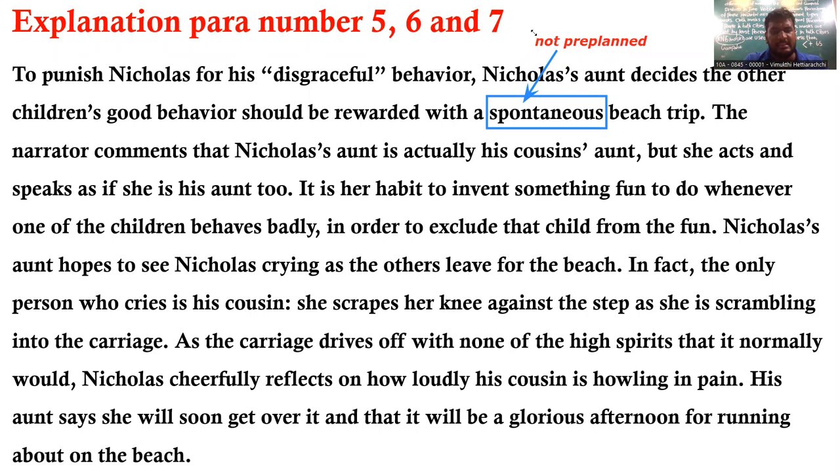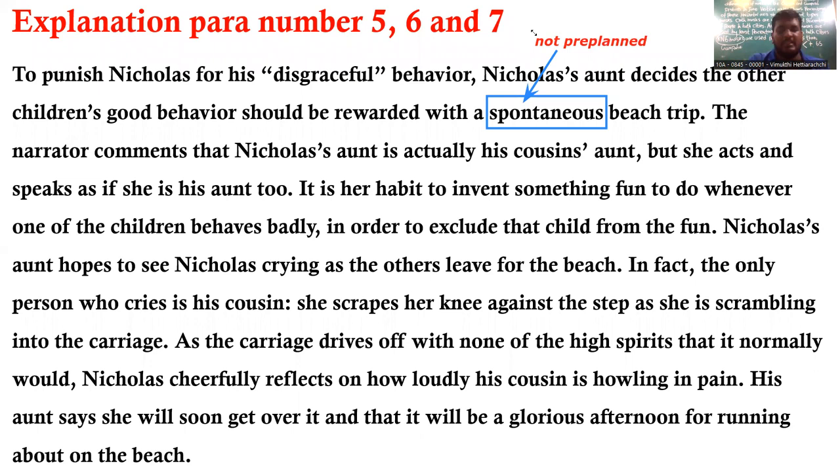She scrapes her knee against the step as she is scrambling into the carriage. As the carriage drives off without the high spirits it normally would have, Nicholas cheerfully reflects on how loudly his cousin is howling in pain. His aunt says she will soon get over it and that it will be a glorious afternoon for running about on the beach. So we can clearly understand that the suffocation, the pain, the agony is not actually taken into consideration by the aunt, right? So you cannot be like that.